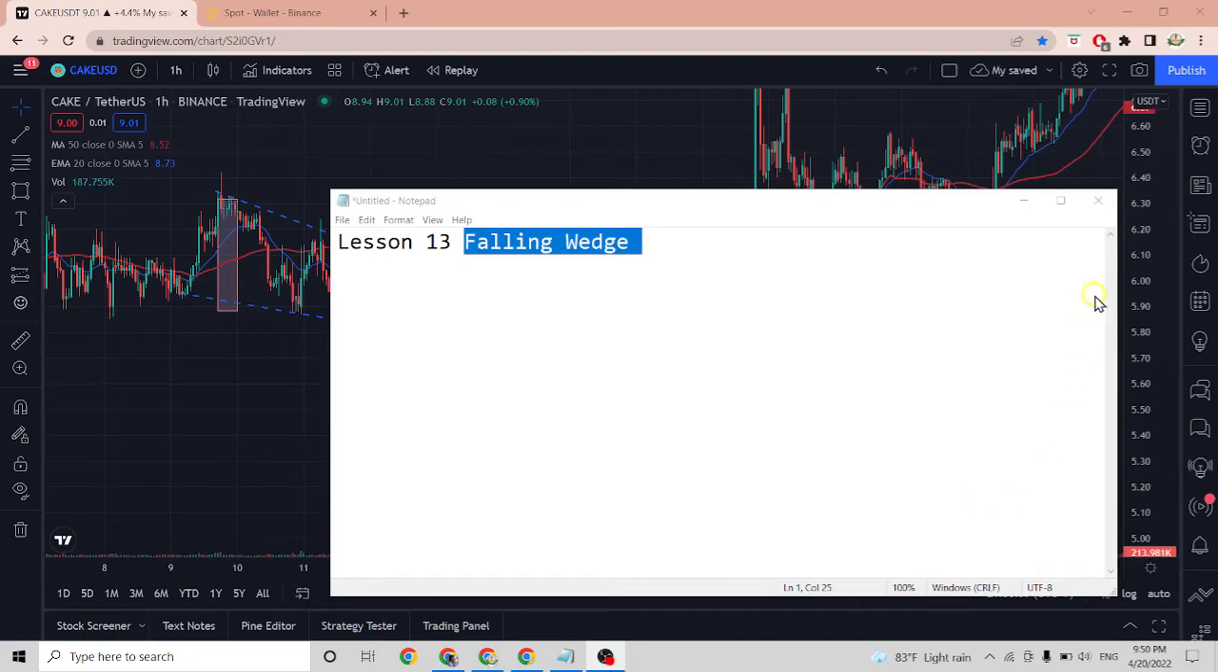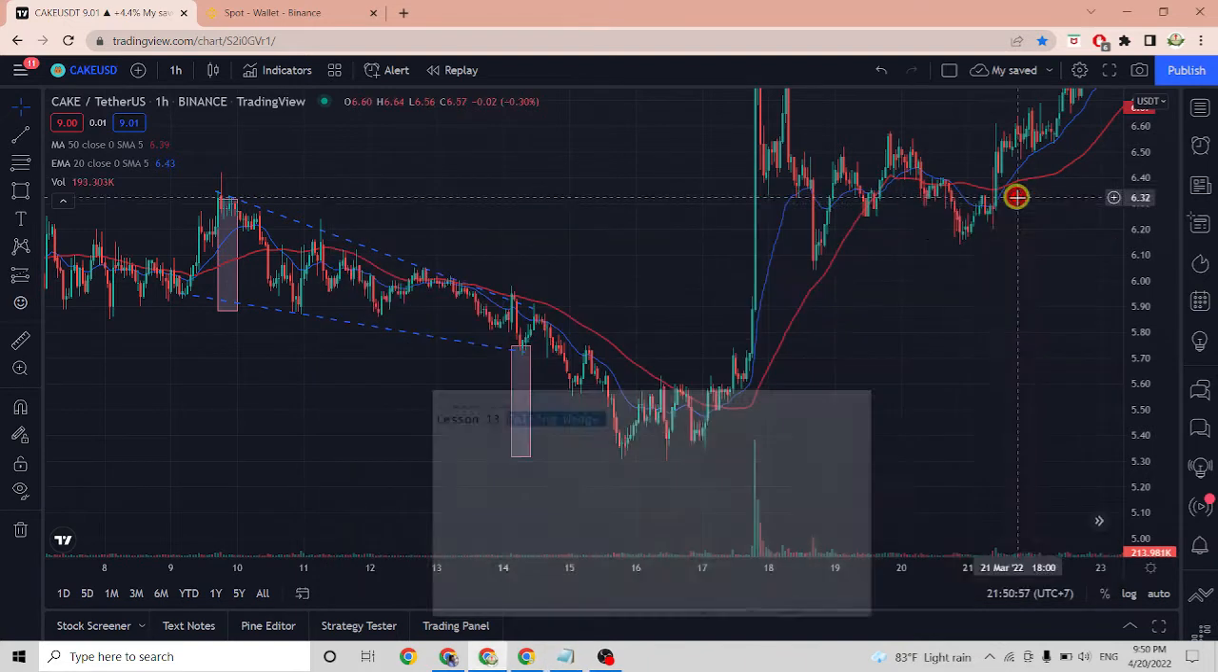Hello guys, today we are going to study lesson 13, which is about the falling wedge. This is a chart pattern, very important for you guys to analyze. We call it TA, or technical analysis on the graph, in cryptocurrency.